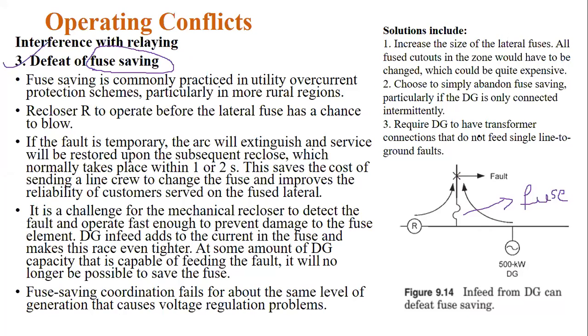Suppose there is a fault in this feeder. What will happen here? The fuse connected to the feeder melts and opens, as well as clears the fault. Then you can restore the power again, you can restore the supply again.